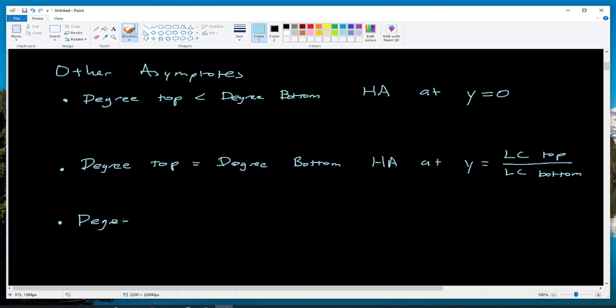Finally, what if the degree of the top is bigger than the degree of the bottom? No longer do you get a horizontal asymptote, you get an oblique asymptote. Really it's an oblique asymptote, but we'll say oblique. This occurs at y equals the quotient of the division.